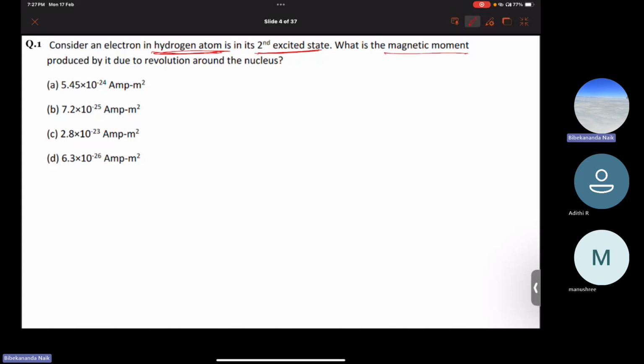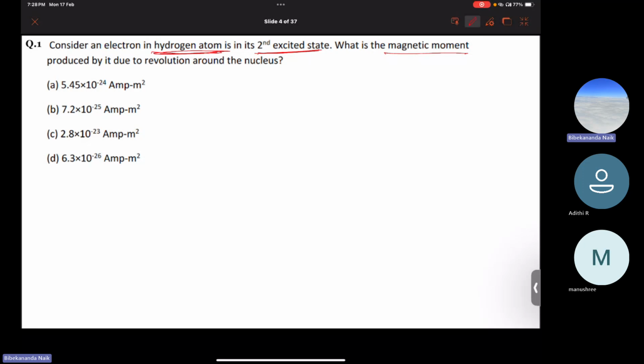Absolutely correct. The correct answer will be 2.8 into 10 to the power minus 23 ampere meter square. So if we solve it, we know according to Bohr's theory, an electron is revolving around the nucleus in certain circular orbits. Since it has some charge, like 1.6 into 10 to the power minus 19 coulomb, when it is in motion in a circular orbit, that particular system acts as a magnetic dipole, and each dipole we know has a magnetic moment.